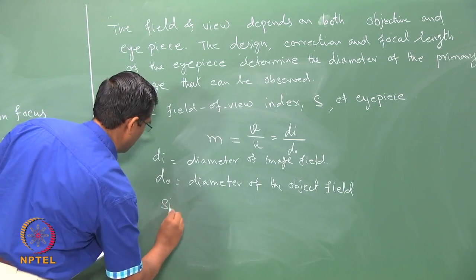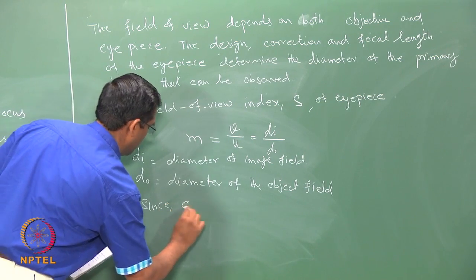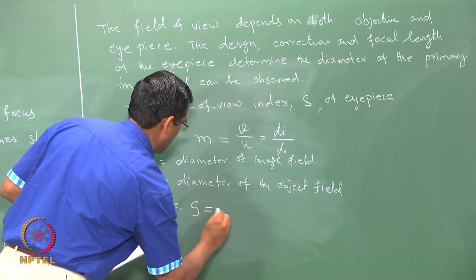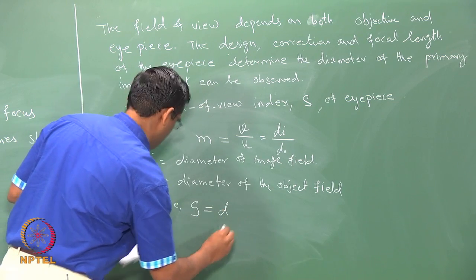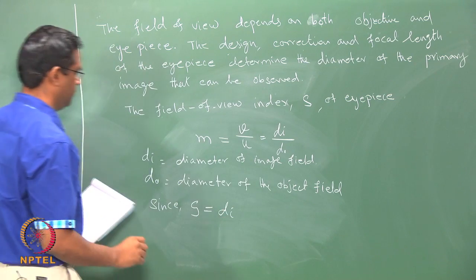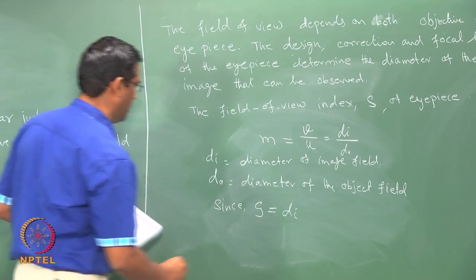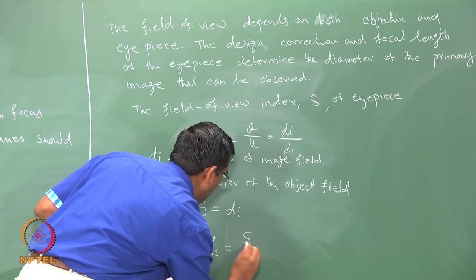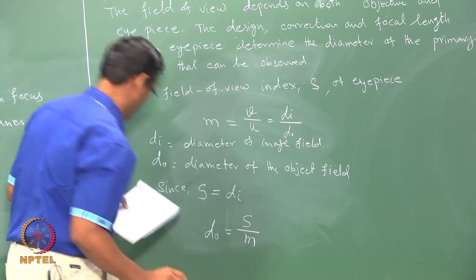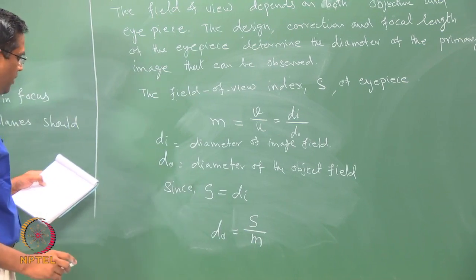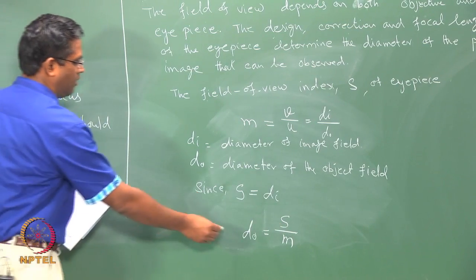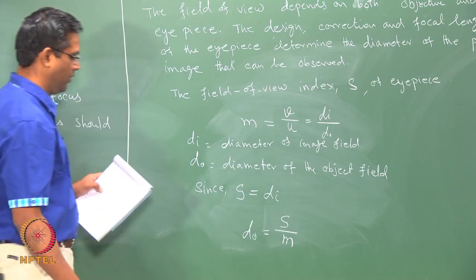And since your field of view index S is equal to D I, we can write D naught is equal to S by M. This is magnification, M is magnification, S is field of view index, and D naught is the diameter of the object field.